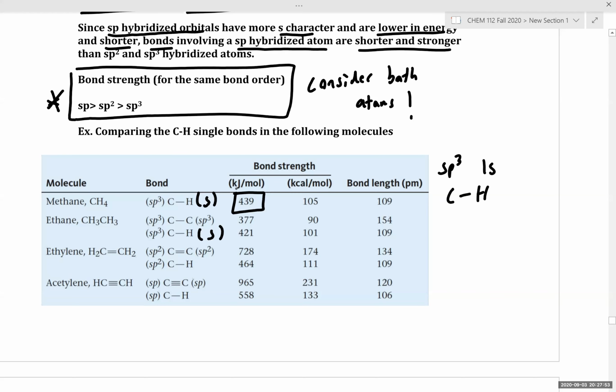Okay, now let's look at ethane. So a carbon-carbon sp3-sp3 bond has about 337 kilojoules required to break that bond. So what's the first thing we notice when we compare a carbon-hydrogen bond and a carbon-carbon bond? Which bond is stronger, carbon-hydrogen or carbon-carbon? Carbon-hydrogen, yep. Would anyone like to make a suggestion as to why that is?